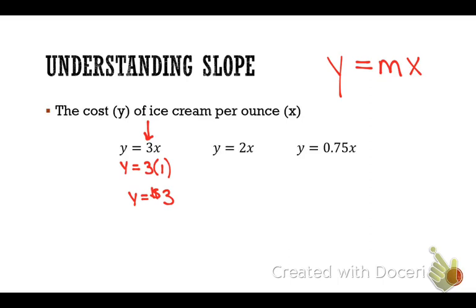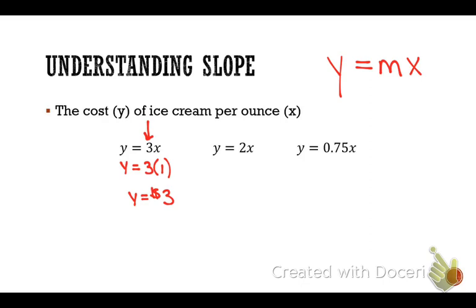So I plug in a 2 here. I purchase 2 ounces. How much money is that going to cost me? $6. Okay? So that M value, that's telling me how much money it costs per ounce. So what do you think is happening?